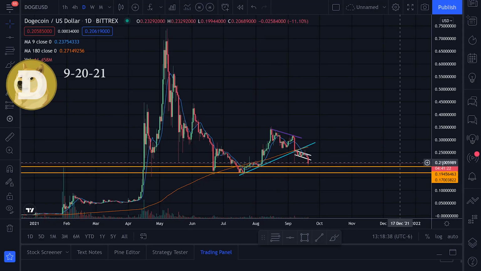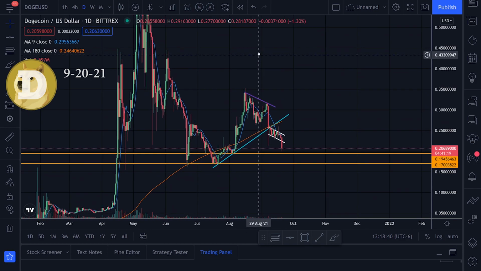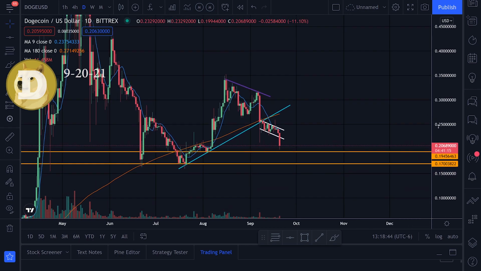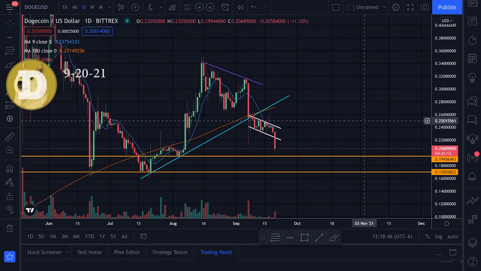Let's take a look at the chart action for Dogecoin. All right, I haven't done a Dogecoin video in a while, but let's take a look at it. It hasn't really been looking that good, so that's why I haven't really been making videos. But let's take a look.